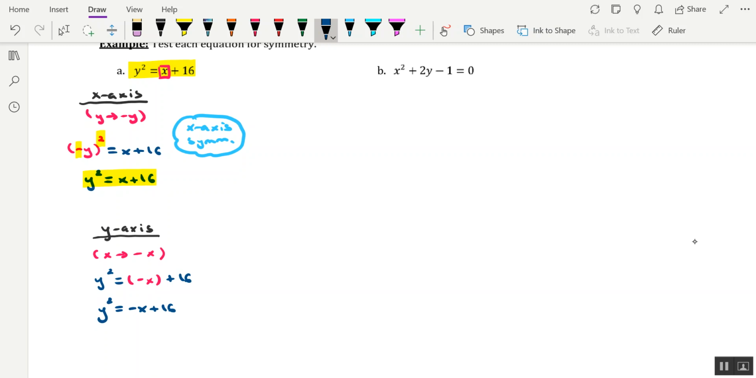Now, although it looks really close to the original version of the equation, it's off by a negative sign, namely the x is negative instead of positive in the version that we get with this test. And if there's any minor thing that's off, in other words, if it doesn't exactly match the original version of the equation, then it does not have this type of symmetry. So we would conclude, based on this, that there's no y-axis symmetry.